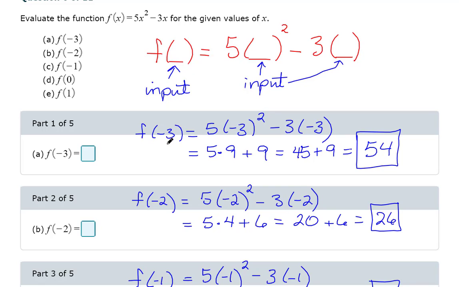So minus 3. Minus 3 squared is 9. 5 times 9 is 45. I've got a minus 3 times a minus 3. That's a plus 9. 45 and 9 is 54. So input of minus 3 and the output is 54.